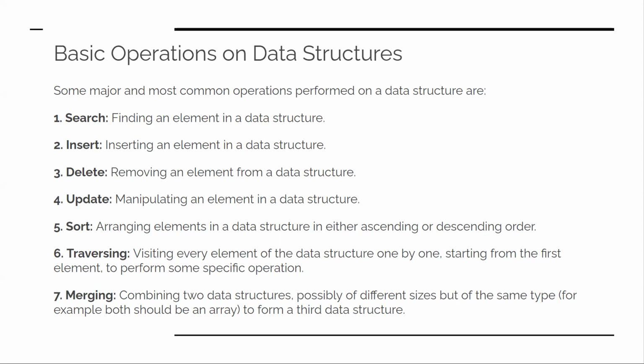Traversing, visiting every element of the data structure one by one, starting from the first element, to perform some specific operation. And the last one is merging, combining two data structures, possibly of different sizes but of the same type. For example, both should be arrays to form a third data structure.